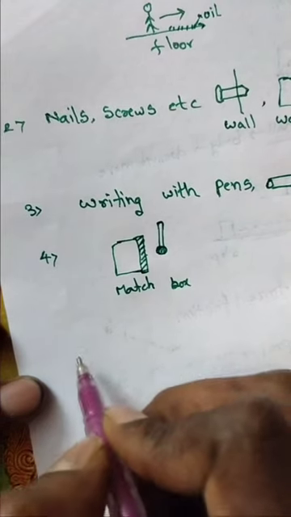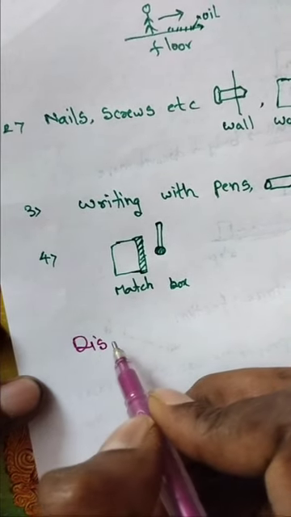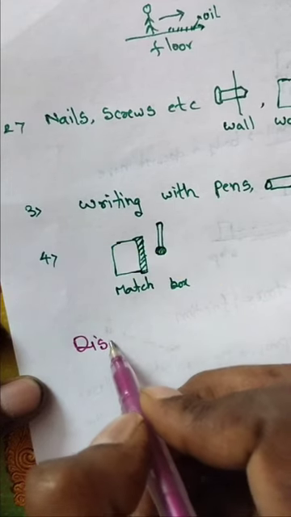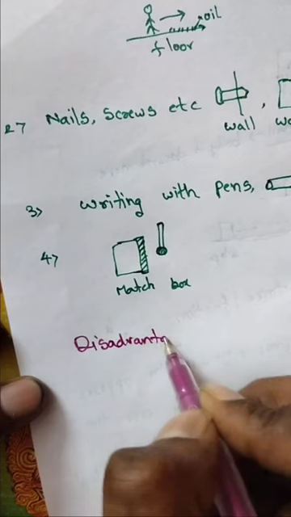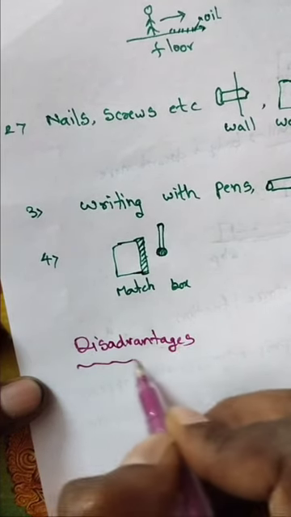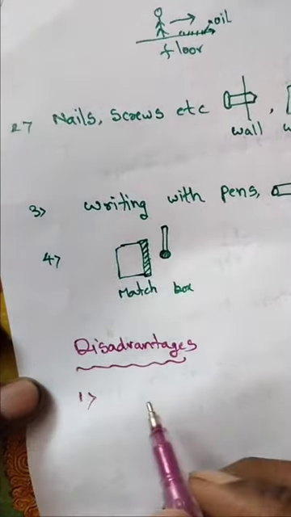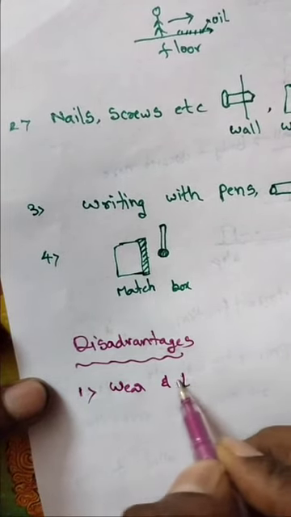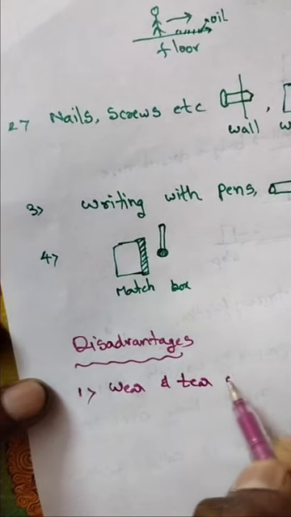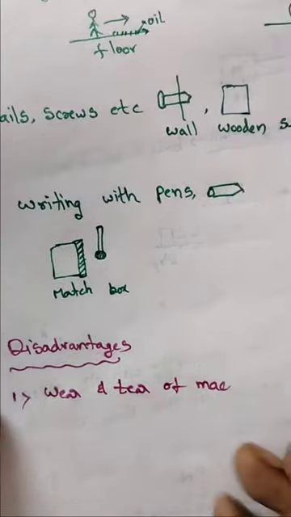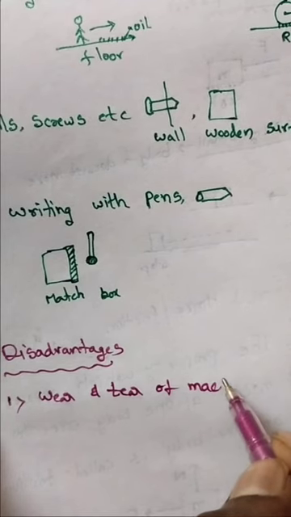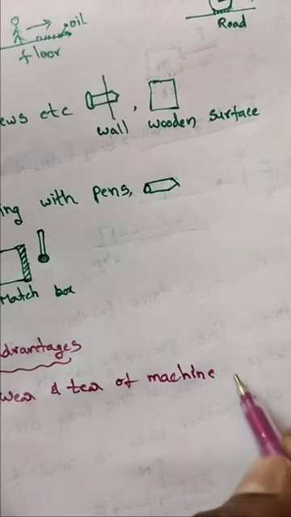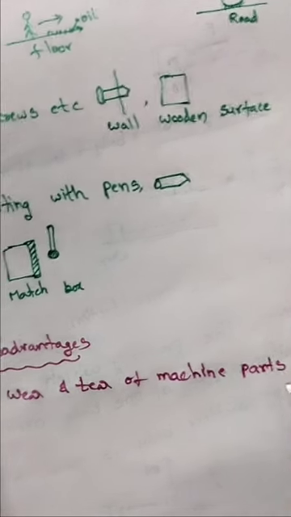And what are the disadvantages? Sir, very good, these are advantages, but what are the disadvantages? Here, what are the disadvantages of friction? The first disadvantage: wear and tear of machine parts. Friction always gives some losses. Wear and tear of machine parts due to friction.